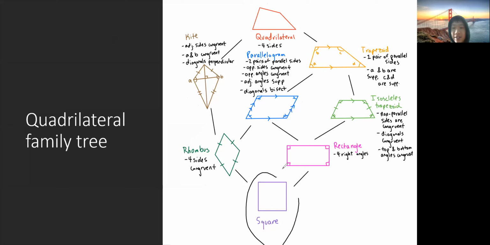So the square has the traits of everything, okay? A square, I didn't write any traits here because it has all of these things, okay? So this is basically the quadrilateral family tree.